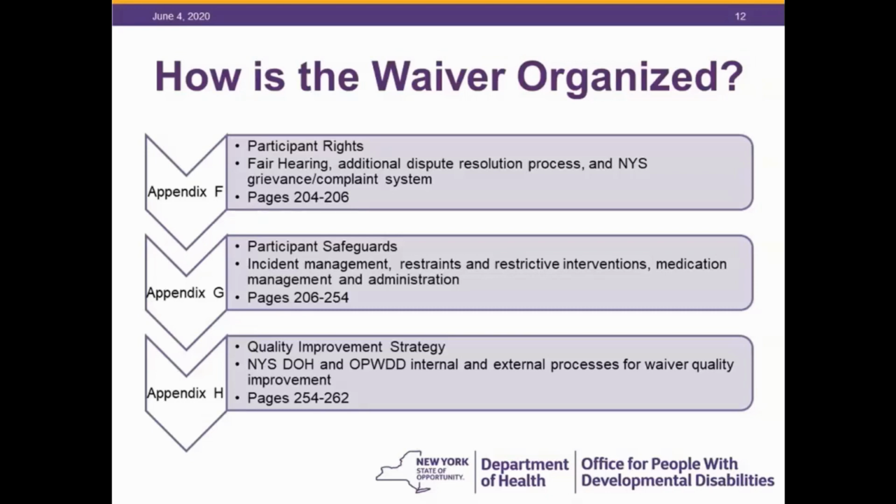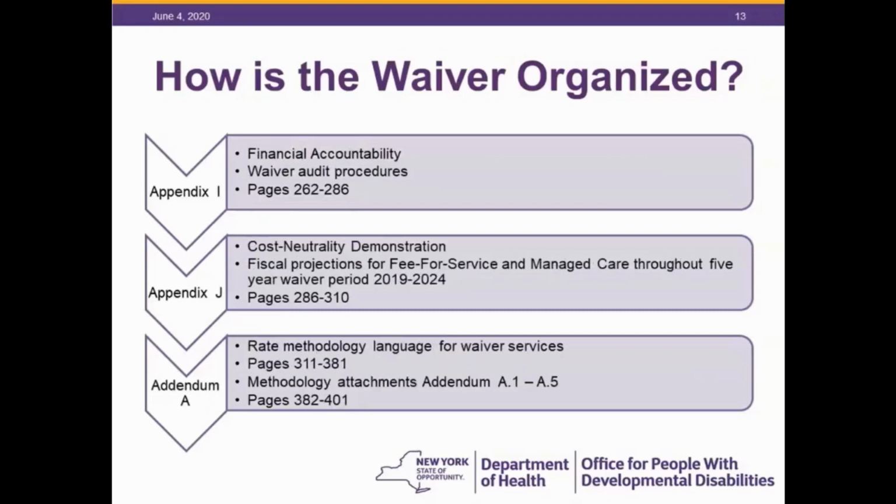Appendix H covers our quality improvement strategy, as well as the New York State Department of Health and OPWDD internal and external processes for waiver quality. That's located on pages 254 through 262. Now, the next parts of the waiver transition a little bit from the policy and programmatic areas of the waiver. These pieces focus more on the financial and fiscal end of things.